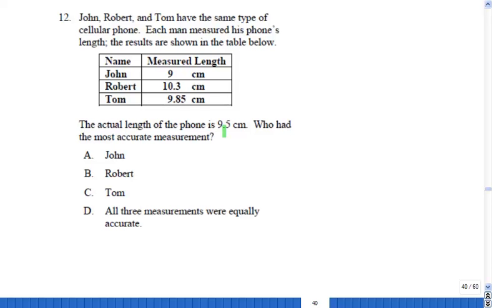The actual length of the phone, I'm sorry, I have an iPhone, is 9.5 centimeters. Who had the most accurate measurement? John, Robert, Tom. All three measurements were equally accurate. Right, the actual length is what? 9.5. When you say most accurate, I mean, guys, this is a what?